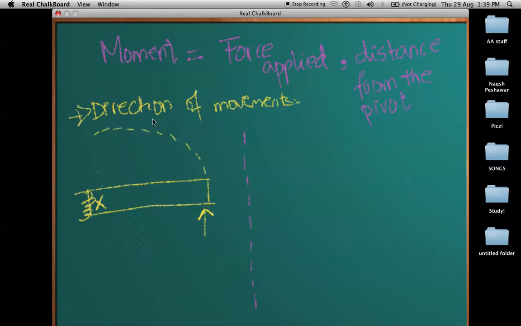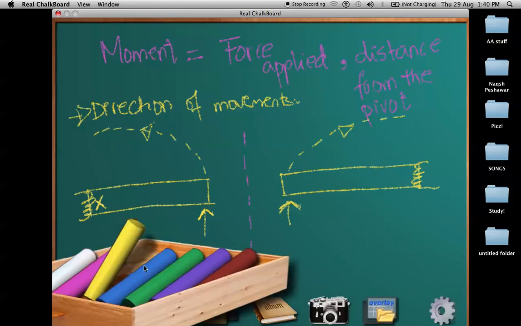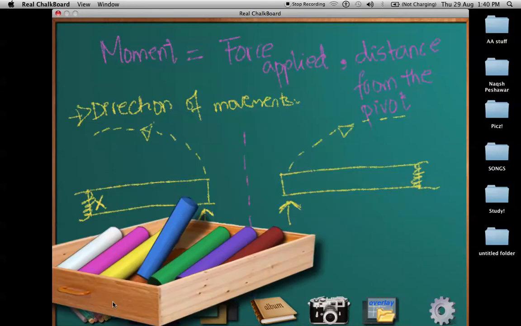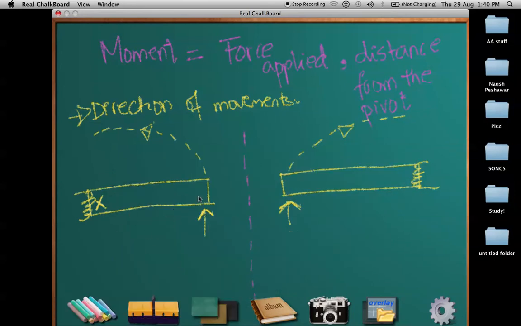Something like this. However, if I'm holding the plank from this side and I apply a force here, this plank will move in this direction. So there are two possible cases of movement of an object or turning of an object.